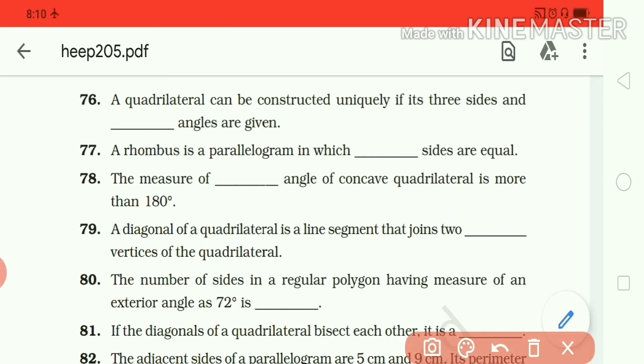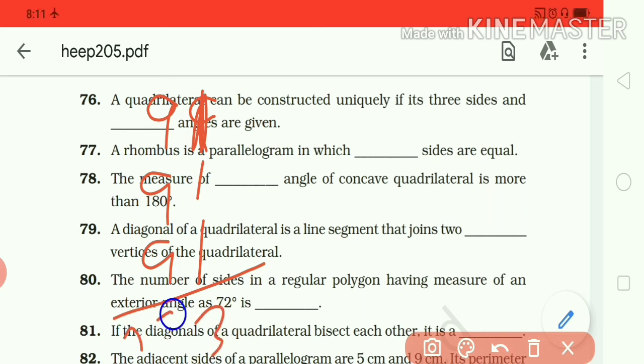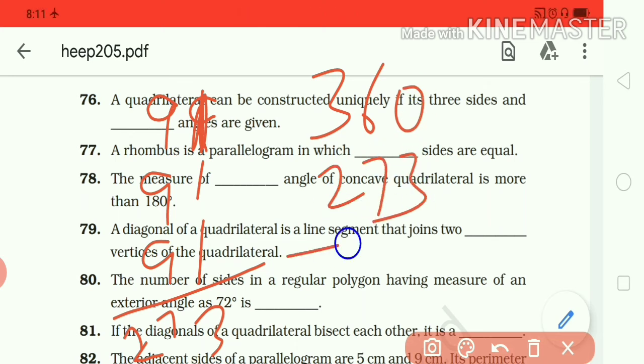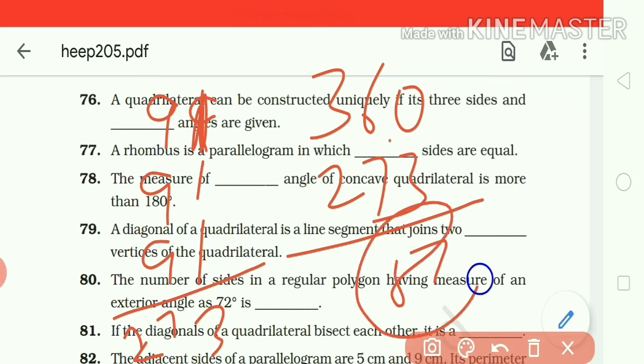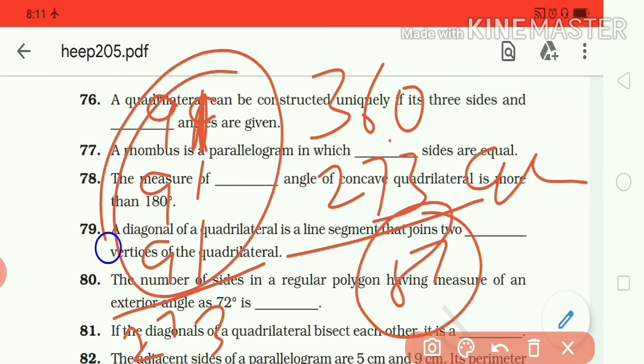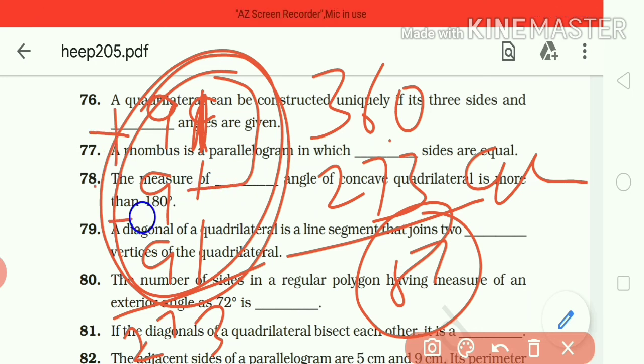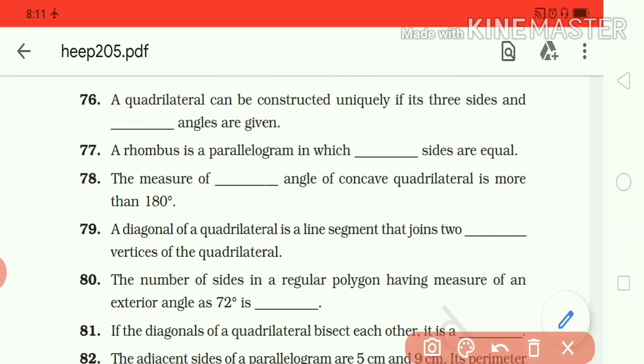angles can be more than 90 degrees, right? So if you take 91, I'm taking a 91 obtuse angle, so this is 3 times 91, 273. Okay, if you subtract this from 360 degrees, you will get 87. This is an acute angle. So a maximum of 3 angles can be obtuse in a quadrilateral, and if you find the sum of 2, it will be more than 180 degrees. So you can write here 2 angles.